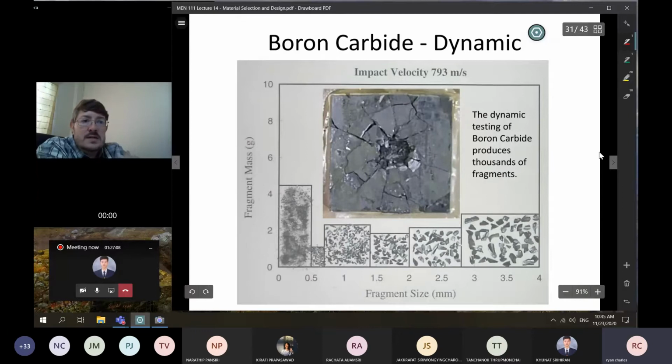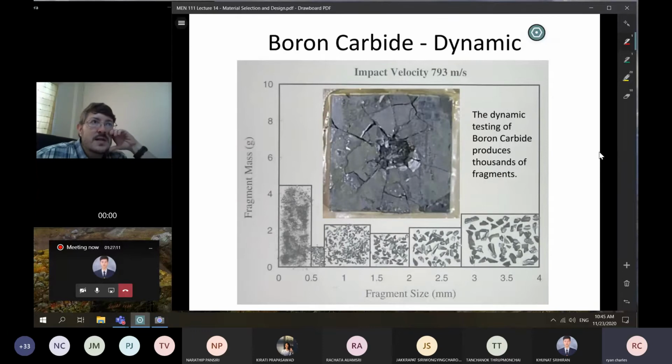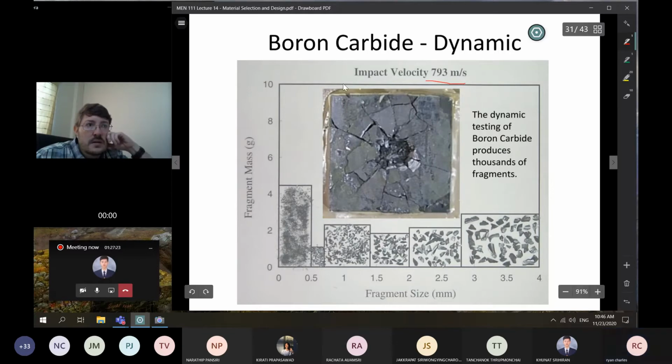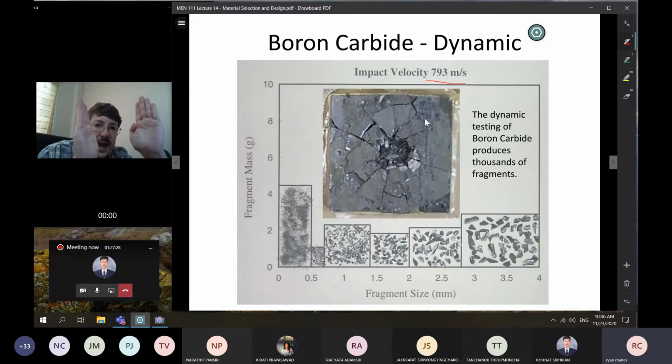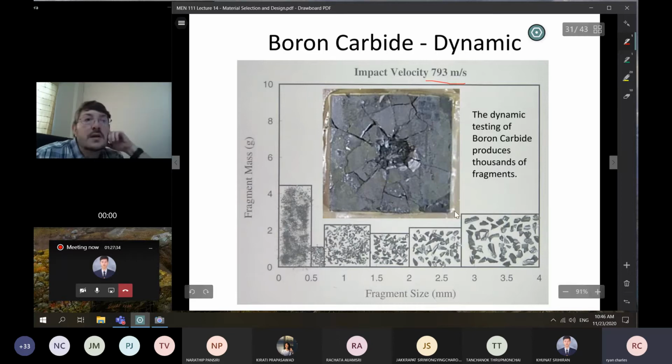But then we could look at this dynamically, the same material. What if you shoot it with a bullet going 800 meters per second? You don't get 2 pieces, you get thousands of pieces. It doesn't just break in half like when you drop your plate on the floor. It explodes basically, right? So you get thousands, tens of thousands of fragments. So this was shot right there. You get different types of cracks, and you could look at all the different fragment sizes.